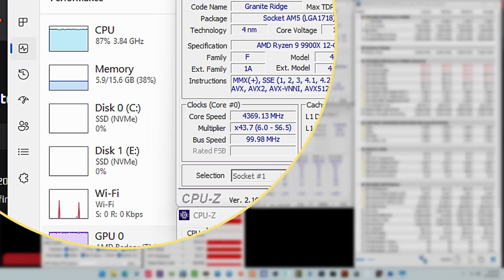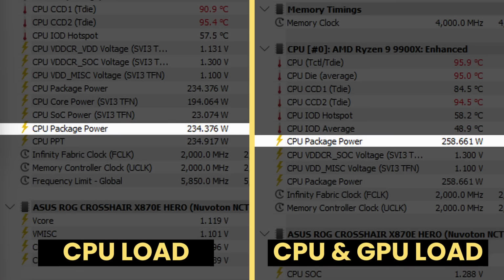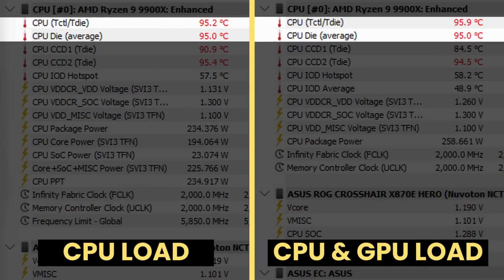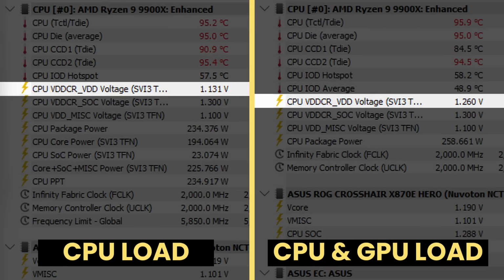This is the same system, same hardware. At first, nothing too spectacular. The package power increases by about 30 watts and the temperature remains at 95 degrees Celsius. But the devil is in the details because we can see the average VDDCR VDD voltage is 100 millivolt higher due to the integrated graphics.